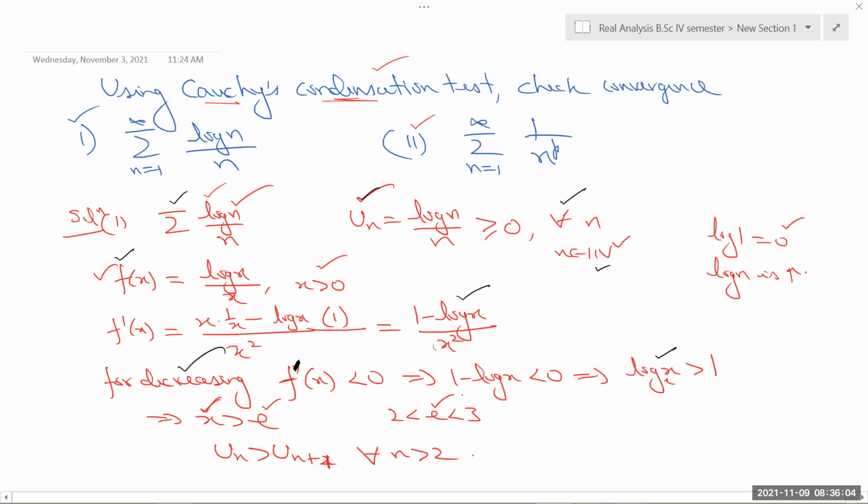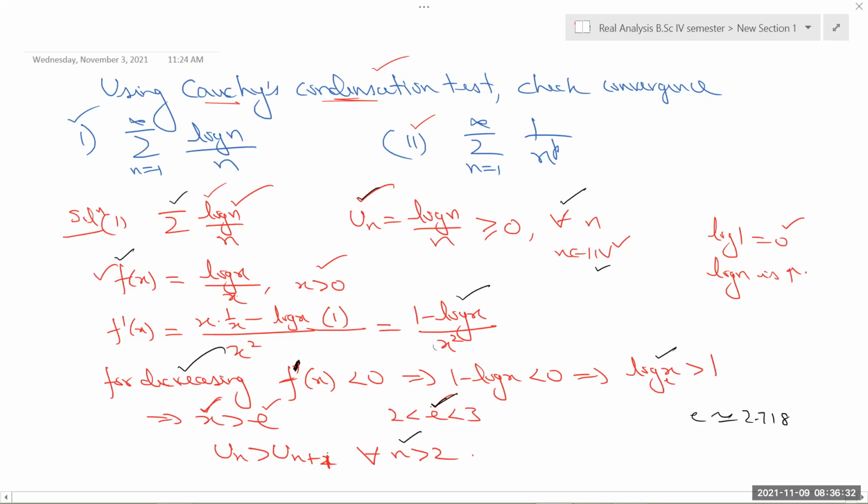Now notice that the value of e lies somewhere in between 2 and 3. Basically, this one is an irrational number. Its approximate value is 2.718. So you can see that for n greater than 2, Un is greater than Un plus 1.